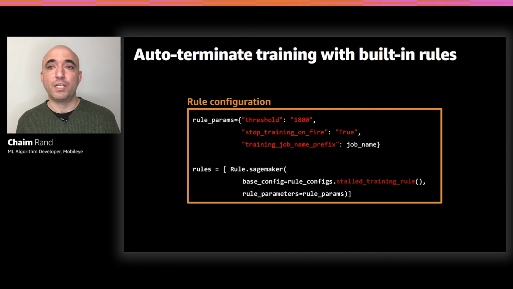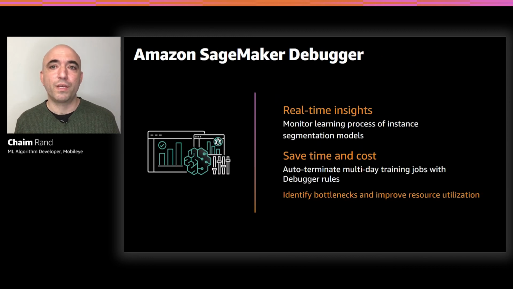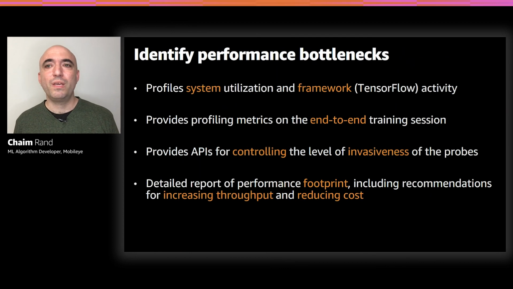Last but not least, the SageMaker Profiler addresses the challenge of improving the resource utilization and reducing the overall runtime and cost of my instance segmentation model. Some of the unique features of the SageMaker Profiler are that it enables me to collect and compare a wide variety of both system and framework metrics. It is not limited to a small window of training steps, providing metrics on the end-to-end training session. The APIs enable me to control the level of invasiveness of the profiling probes, and it provides me with an auto-generated report with deep-level analysis and recommendations for making improvements.